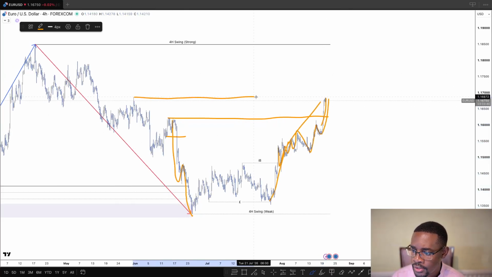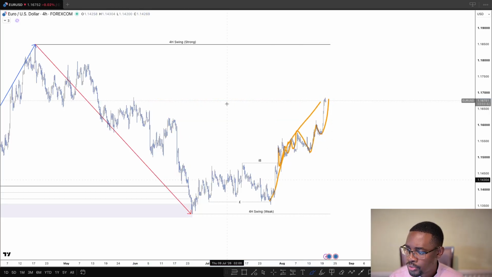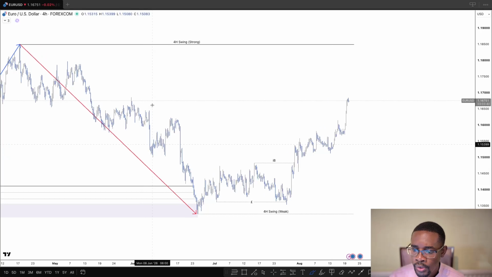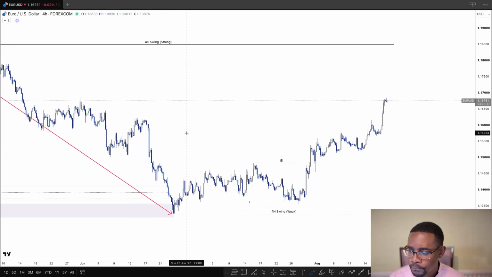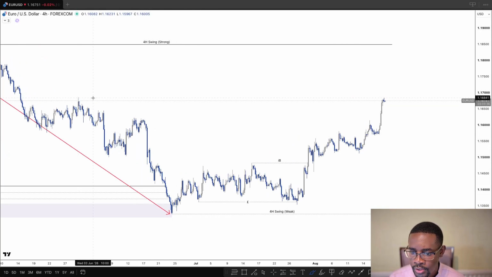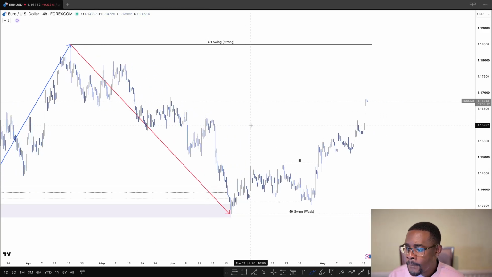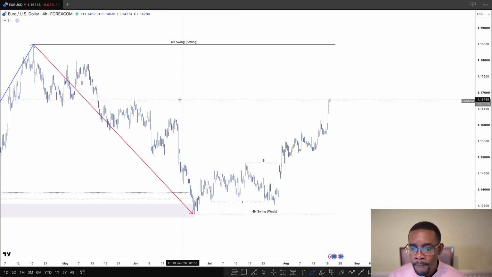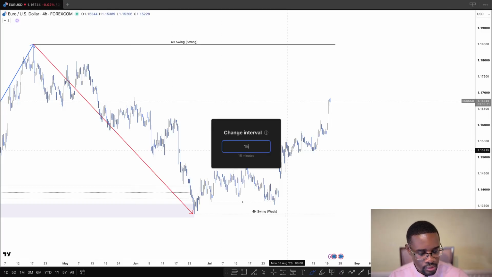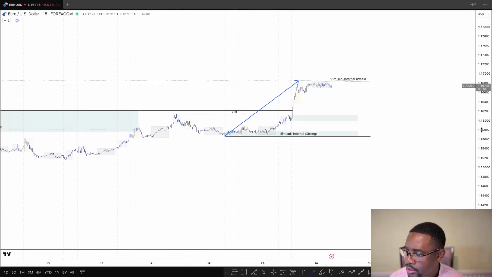Now we do have this high where price is about to reach as well. This could be an interesting high if price reaches it, if price sweeps this high. And then what else? So far nothing more. And then let's look at the 15-minute.